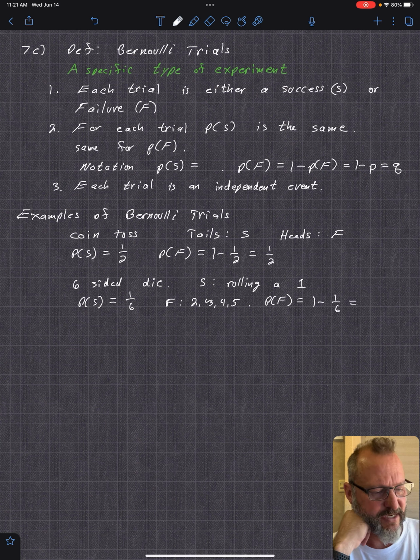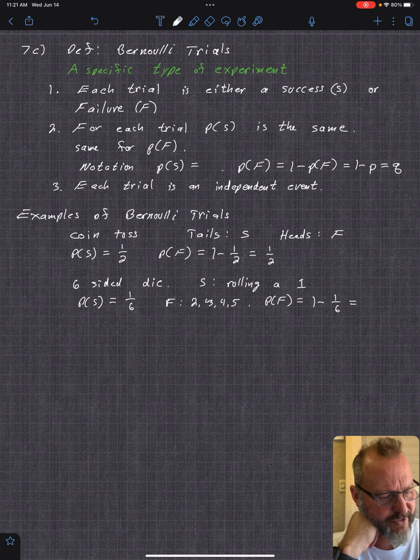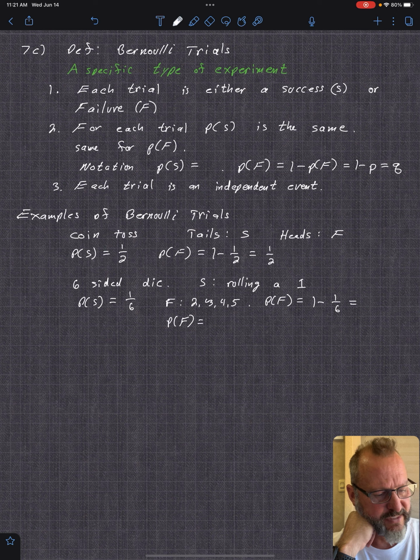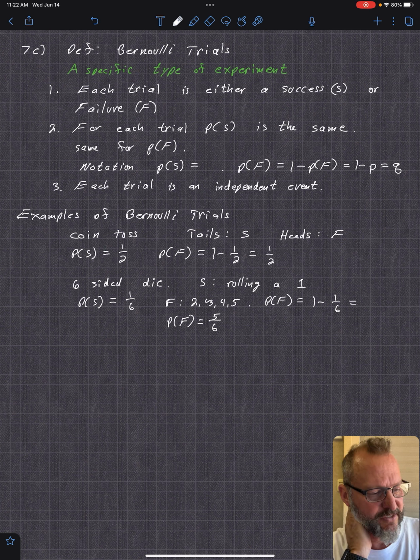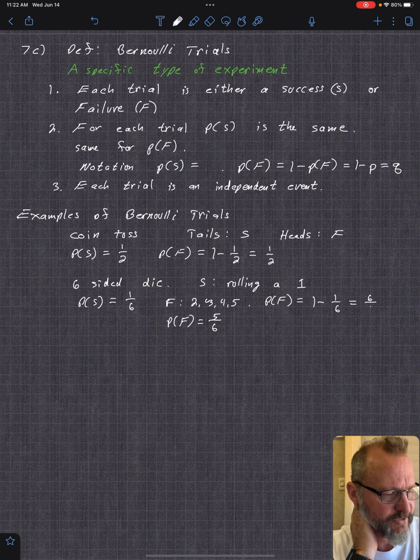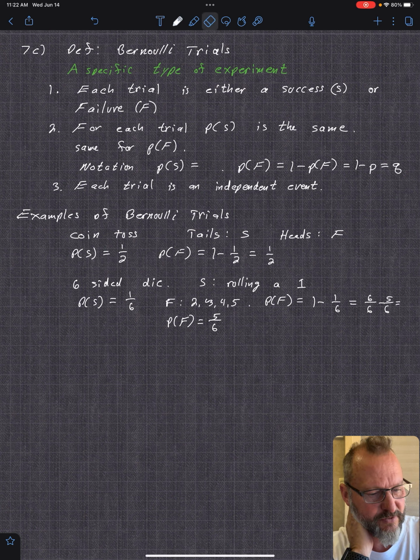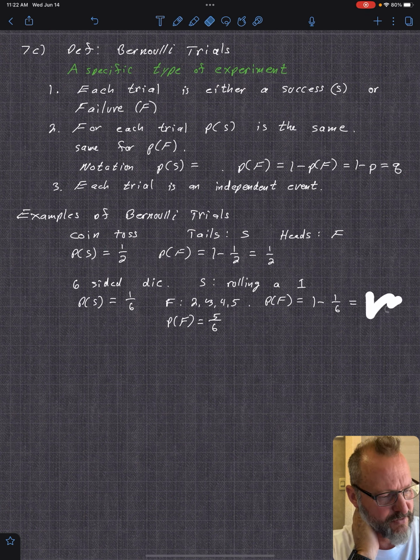Right? Because it's everything else. And we know what that is, we can calculate that. If we do it down here, the probability of failure is anything else. Well, that's 5 out of 6, right? It has to be, because that's how many are left. So if you do 1 minus the probability of success, that's of course 6 over 6 minus 1/6. There you go.